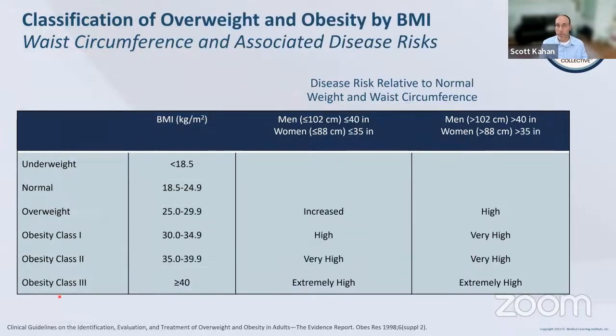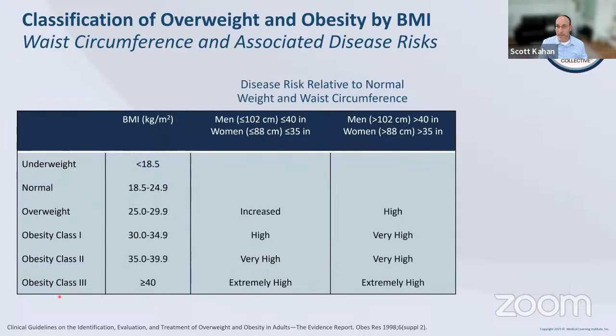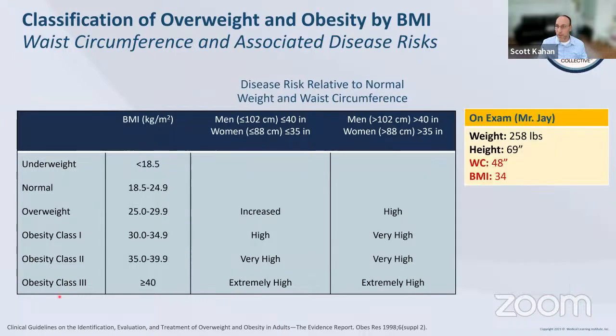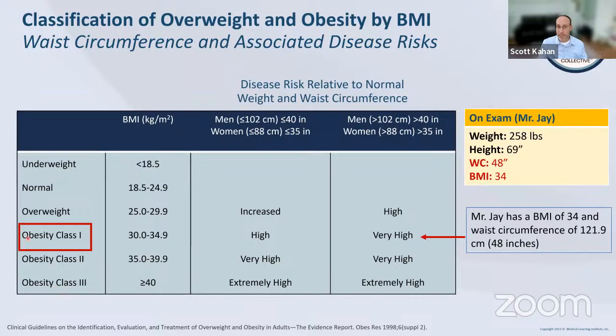I pointed out the importance of using waist circumference to add more data than what we get from BMI alone. So if we look at Mr. J here, with his weight and height, his BMI is in the obesity class 1, and the waist circumference being so high further shows us that his risk is even higher than it would be for carrying around the weight that he is. So this would be considered a very high risk patient for cardiovascular disease development.